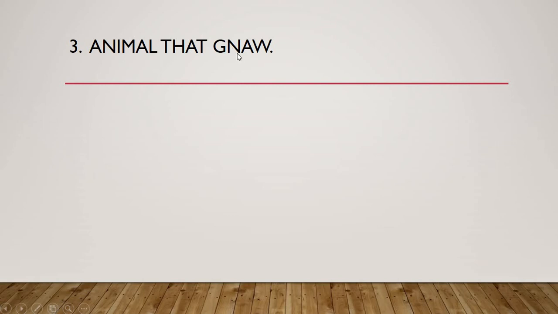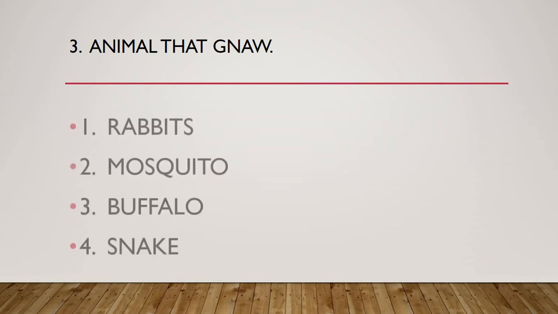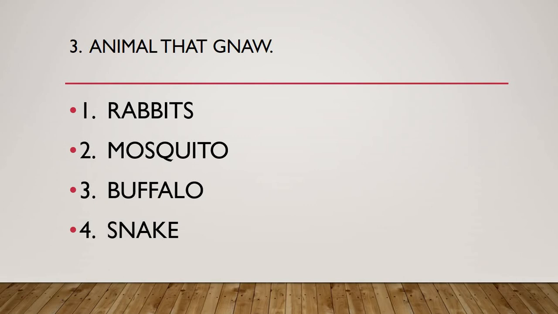Moving on to the third question. Animal that gnaw. Now for this you should know the meaning of gnaw. And while I was explaining the chapter, I already explained the meaning of gnaw. That means to eat with small bites and swiftly, meaning quickly. So here are the examples: rabbits, mosquito, buffalo and snake. So have you seen a snake taking small bites? No. Similarly, compare all the options and please write down your answers.